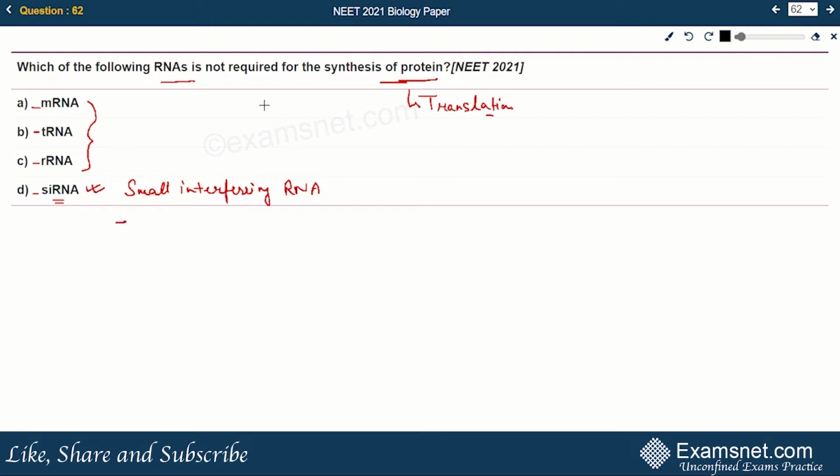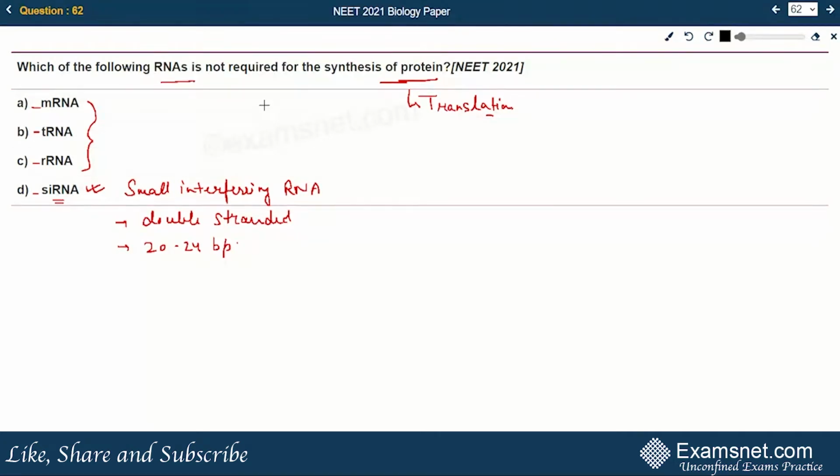And it is a class of double stranded RNA. We know that RNA can be double stranded as well as single stranded, right? So this is one of the double stranded ones. And it typically consists of 20 to 24 base pairs, right? It operates within the RNA interference pathway. So it has a role in the RNA interference pathway, but not in translation, right?